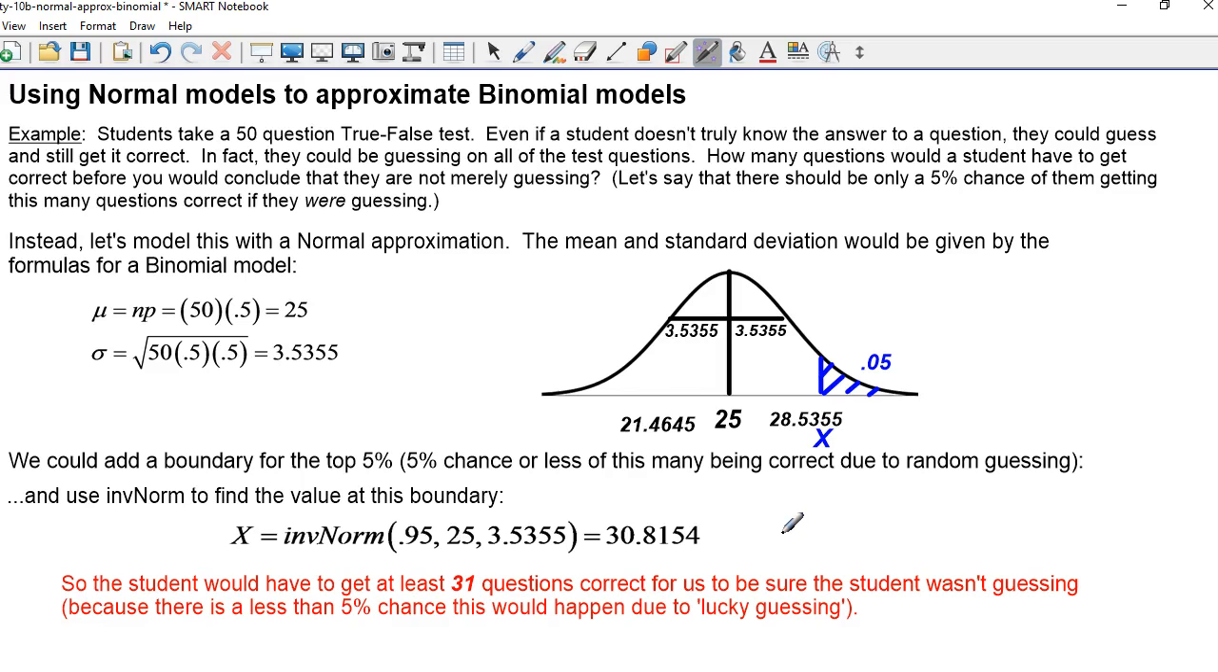Now, if we had done guess and check using the binomial CDF function for the binomial model, we might have had to try quite a few values before we stumbled upon 31 being the first value that had this left probability above 95%. So anyway, this illustrates a more modern reason why we might want to use a normal approximation whenever it would be advantageous to use an inverse norm function to find a boundary.